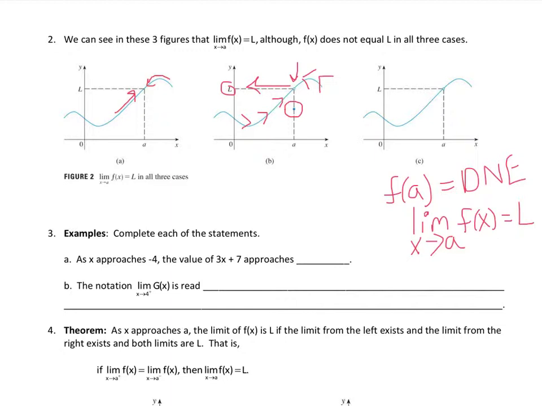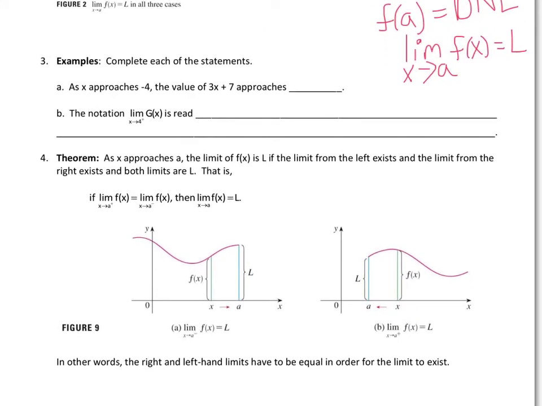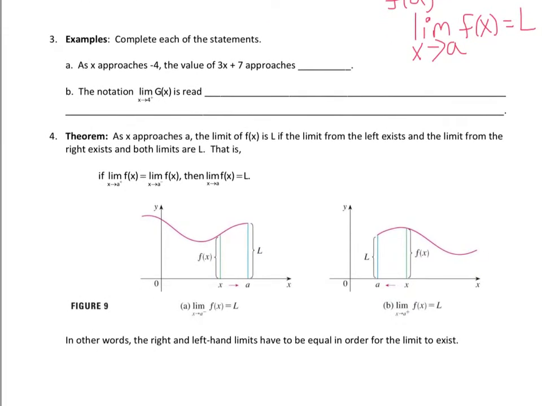Okay, number 3, complete each of the statements. As x approaches -4, the value of 3x plus 7 approaches what value? Well, 3x plus 7 is just a line if we were to graph it. So if you want to know what y value it approaches, you can just plug it in.